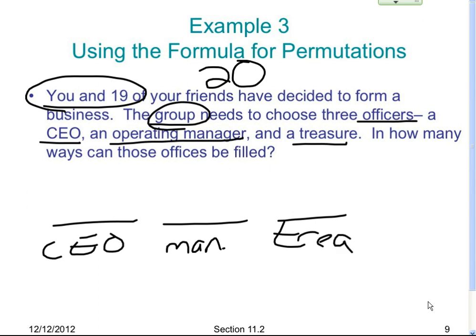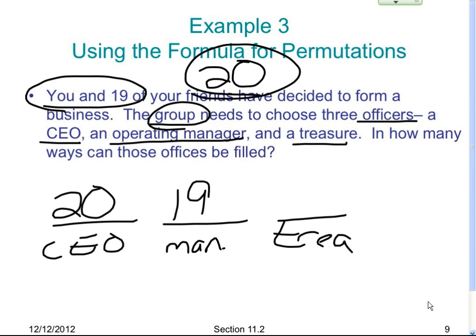so let's suppose we choose the CEO first. How many options do we have? How many choices do we have for the CEO? Remember, we have a group of 20. Once somebody is already chosen as the CEO, how many choices now do we have for the manager? Well, somebody's already been chosen, so now we only have 19 people that could possibly be the operating manager. You can't have a duplicate here. You can't repeat. You can't be both a CEO and an operating manager.